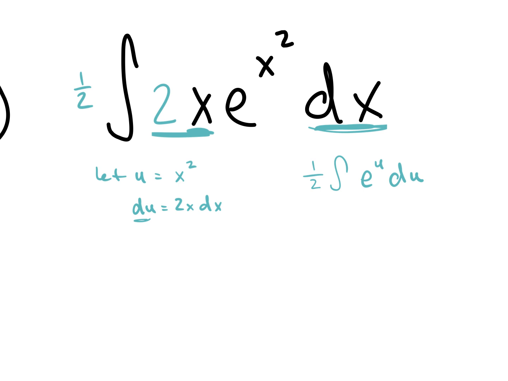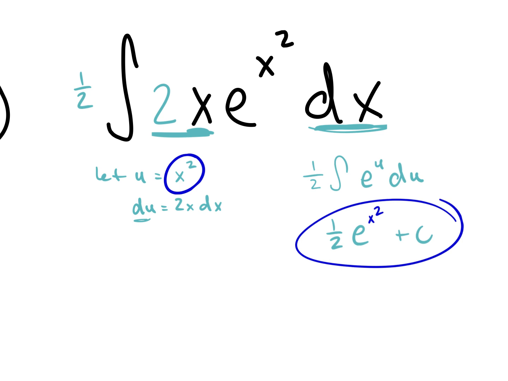Our goal is to get it to be e to the power of u du because we know our integral of it is just going to be the same thing. It's going to be e to the power of u plus c. Since we have that 1/2 on the outside, we're going to make sure we include that in our answer, and we have to substitute our u back in. So we're going to plug in x squared for the u. So this would be our answer.